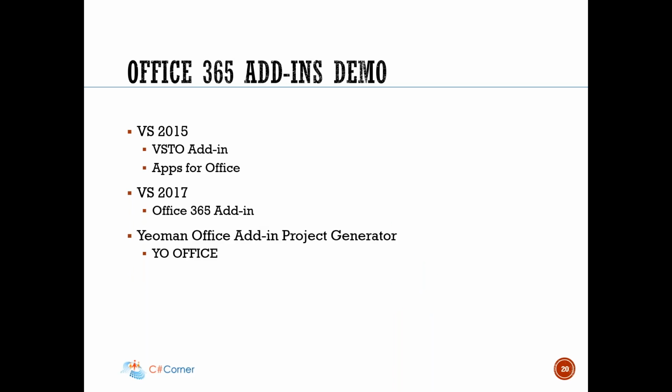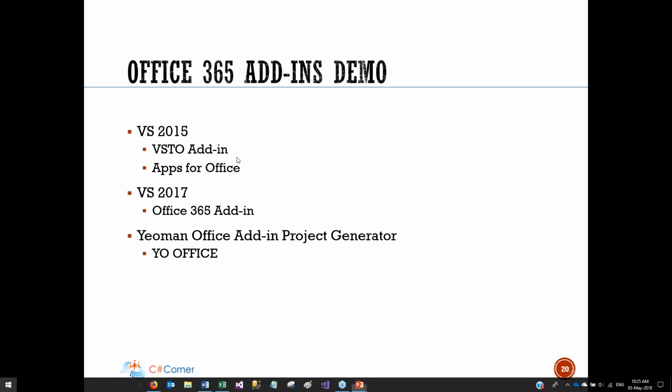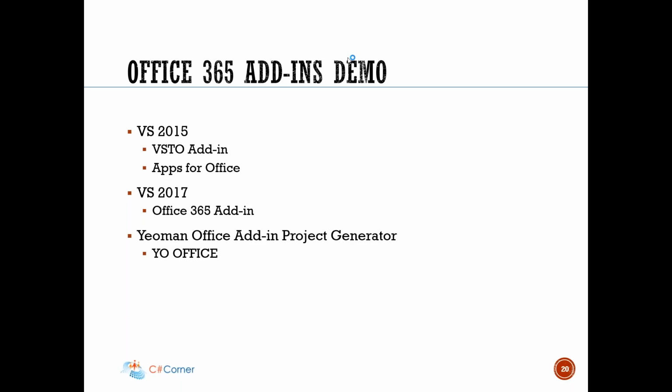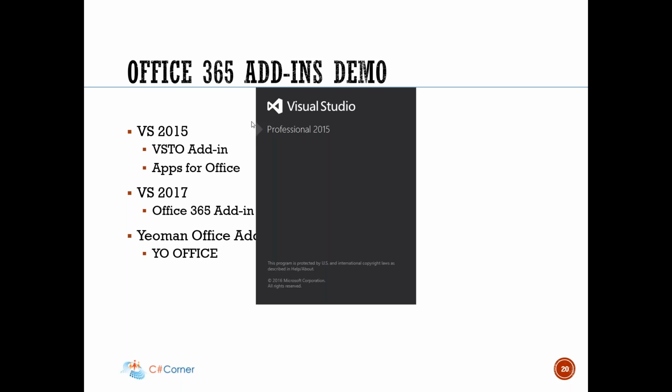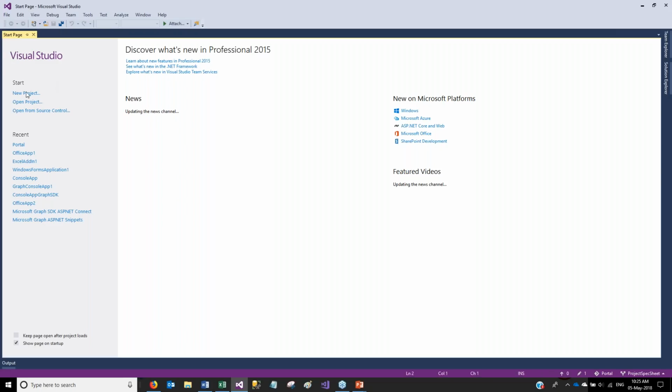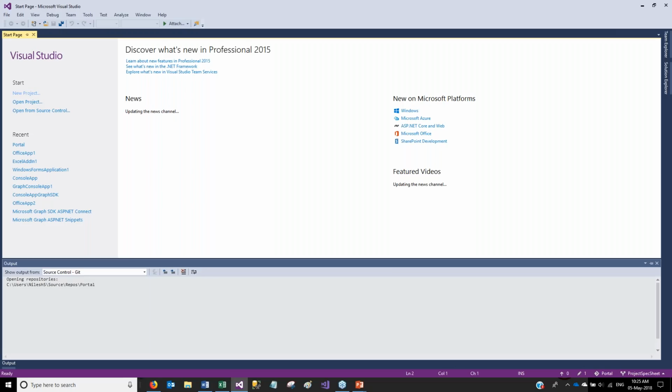So it's time for the demo. We are on track on our time. Let me show you first the Visual Studio demo, in which I'll show VSTO and Apps for Office. I'm clicking on Visual Studio 2015. I'm clicking on New Project.